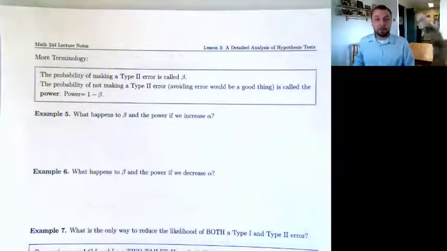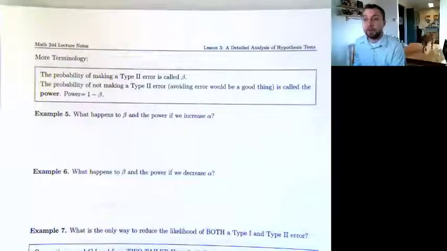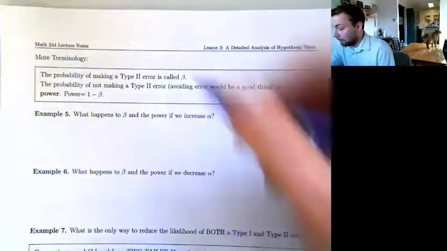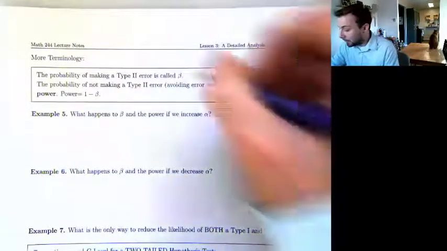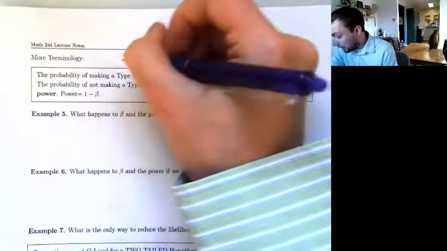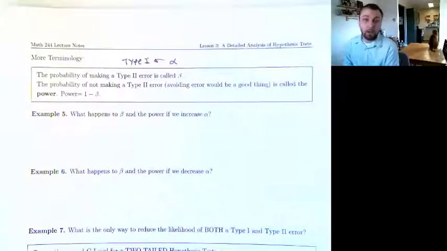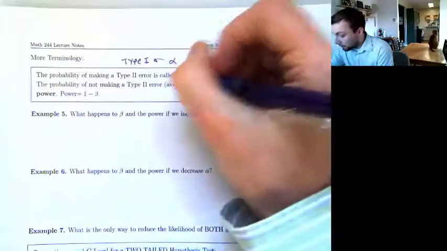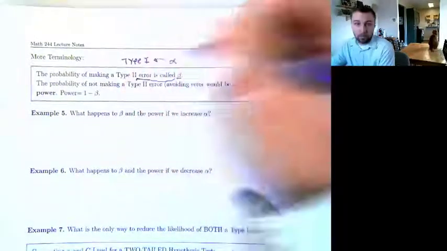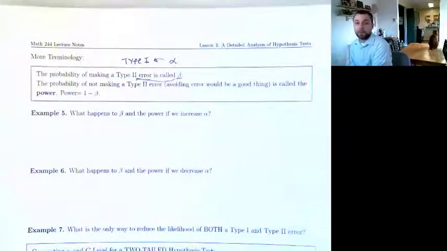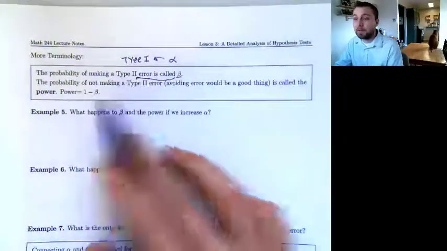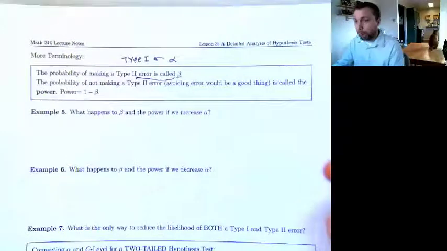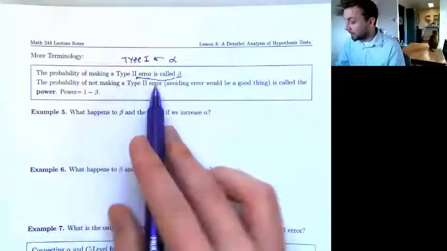Alpha is the probability, or at least my threshold or willingness, of making a type 1 error. Beta is my probability of making a type 2 error. So you can think alpha is linked with my likelihood or willingness to make a type 1 error. Beta is my probability of making a type 2. A for 1, B for 2. The probability of not making a type 2 error, and I'm hoping that I don't make any errors. I'm hoping I don't make a type 1, I'm hoping I don't make a type 2, but this actually has a special name.